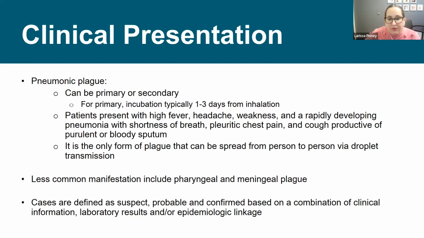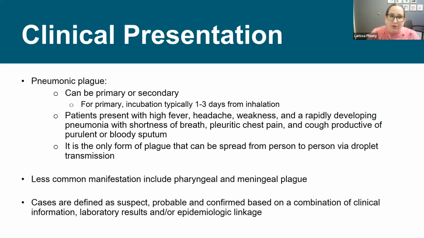And patients, again, can have a relatively non-specific presentation with high fever, headache, weakness, a rapidly developing pneumonia with shortness of breath, pleuritic chest pain, and a cough that's classically bloody sputum, but could also be purulent sputum. And this is the only form of plague that can be spread person to person via droplet transmission. There are also less common manifestations of plague, both pharyngeal and meningeal. Also in larger case series, both GU and GI involvement have been described.